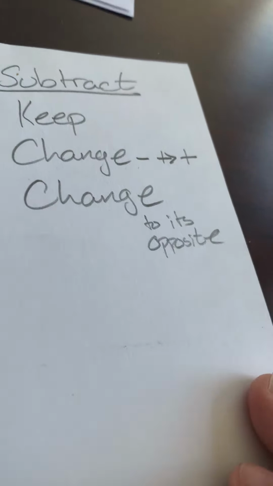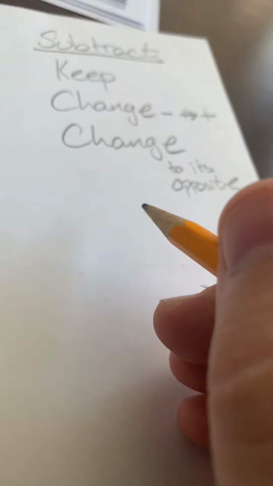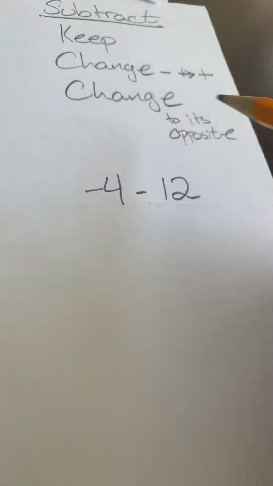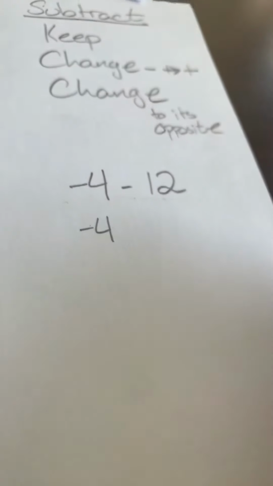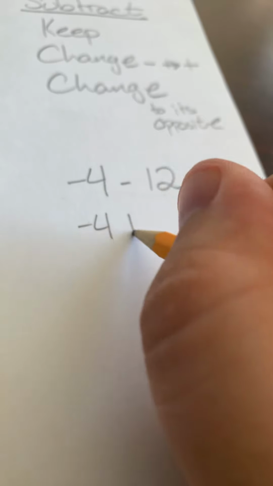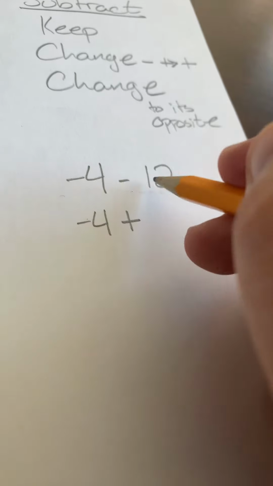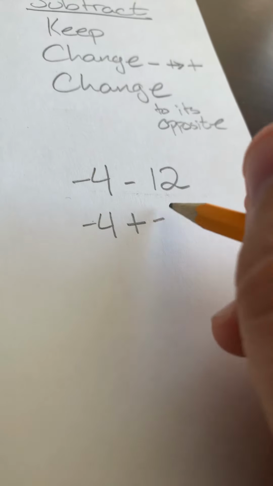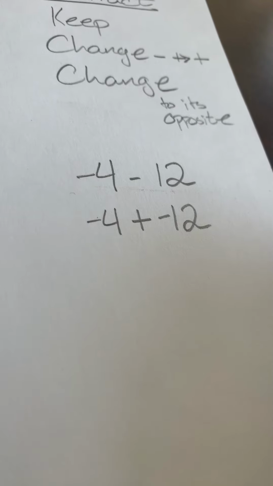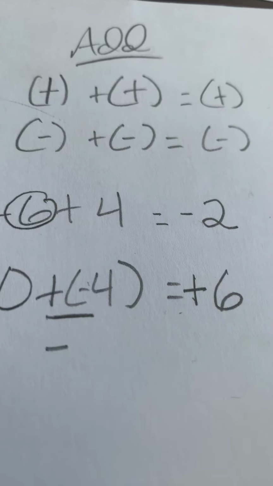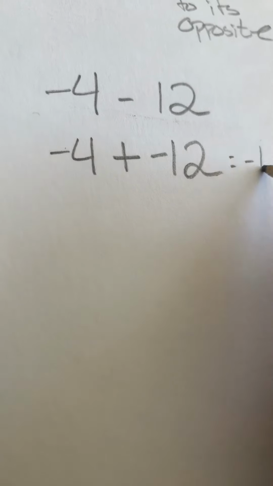Here's what I mean by that. Let's look at this one, which I'm just making up in my head: -4 minus 12. I'm going to do keep, change. I'm going to keep the -4. I'm going to change the subtraction to addition. And I'm going to change positive 12, I don't have a sign over here, so I know this is positive, to its opposite, which is -12. Now I just have to follow my addition rules. So -4 plus -12, these signs are the same: -16.